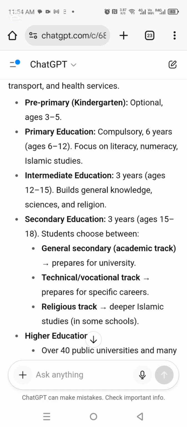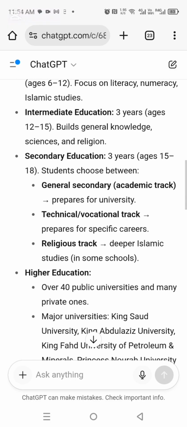Then when it comes to secondary education, which is ages 15 to 18, the students choose between the general secondary, the academic track, which I will say is the 8-4-4, which prepares for university. Then we have the technical or vocational track, which prepares for specific careers. And then we have the religious track, so it's deeper Islamic studies in some schools. I want you to take note, students choose between. I'm not sure if the CBC is like that, because even the CBC is very vague, you know, it's not specific. Personally, the way I see CBC is, okay, and that goes for 3 years.